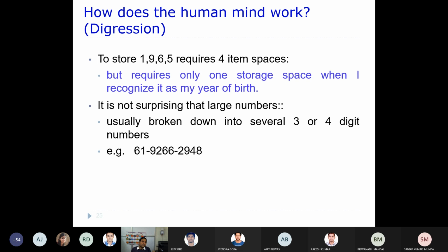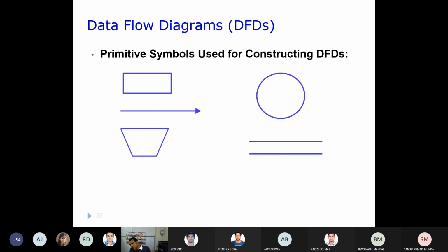So the first four digits may be the day and month of your date of birth. The next four digits may be the year of birth, and the first two may be some other number, maybe your current age. So if something is given in this way, you can easily understand it, right? This is how any human mind works. Similarly, we try to bring this sort of concept onto data flow diagrams also.